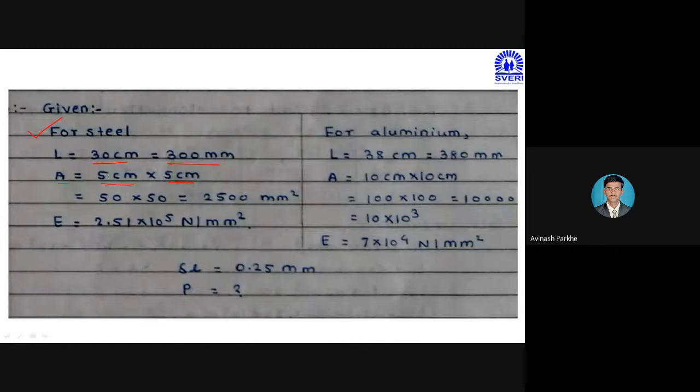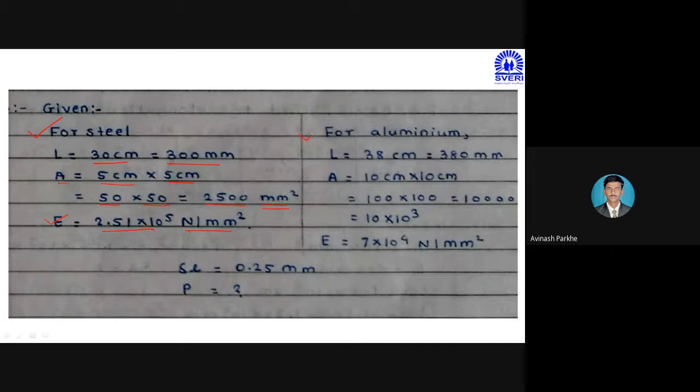So for this particular 5 centimeter, if I multiply by 10, then 5 into 10 becomes 50, and another 5 into 10 becomes 50. Therefore 50 into 50, the total cross-sectional area, becomes 2500 mm square. Then E, Young's modulus of the steel, is given in the statement. How much? 2.51 into 10 raised to 5 Newton per mm square. These are the dimensions for the steel.